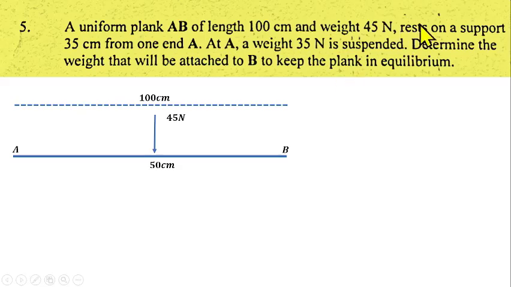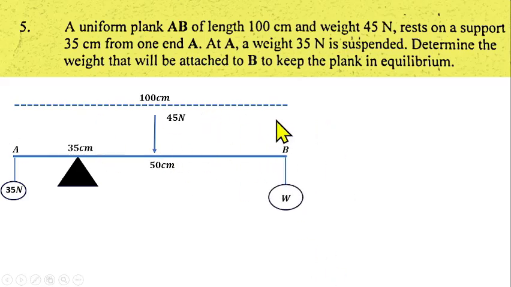Let's go on. I am told that this plank will rest on a support at 35 centimeters. So let's say there is a support that this plank is resting on, and the distance of this support from one end A is 35 centimeters. You have been told here that at A a weight of 35 Newton is suspended. So there's a weight suspended here, and that weight is 35 Newton. Then we have to determine the weight that will be attached to B, so there's another weight that will be attached to this B here to keep it in equilibrium, which is the rest position.